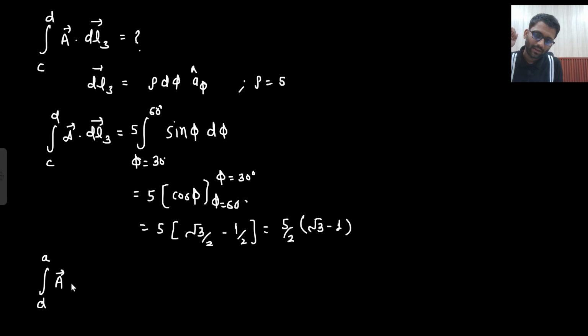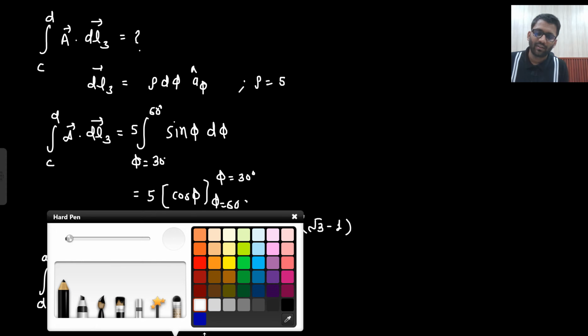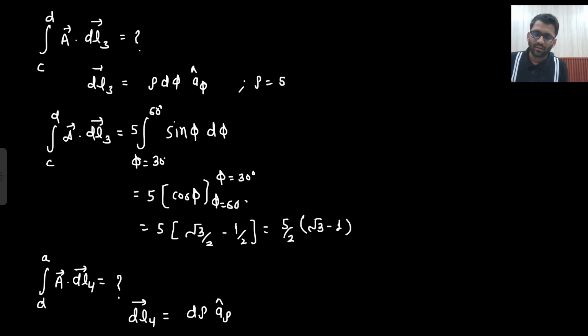So D to A, integral of E dot dL4. Right? So this I need to find. What is my dL4? dL4 is d rho arrow cap. Okay. So D to A, E dot dL4.